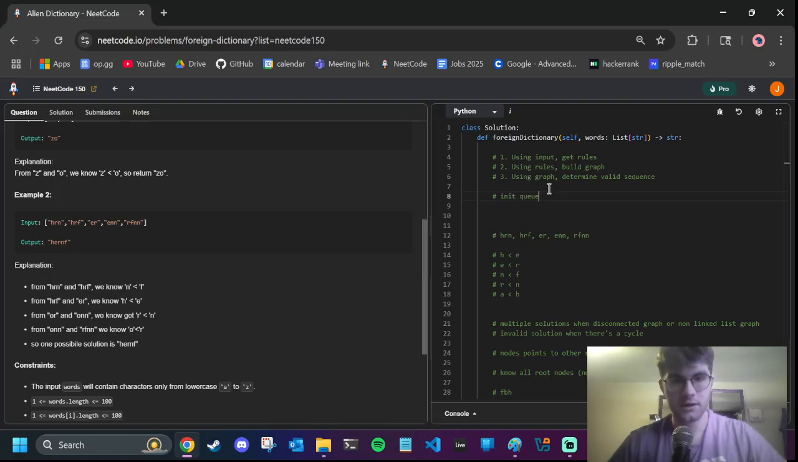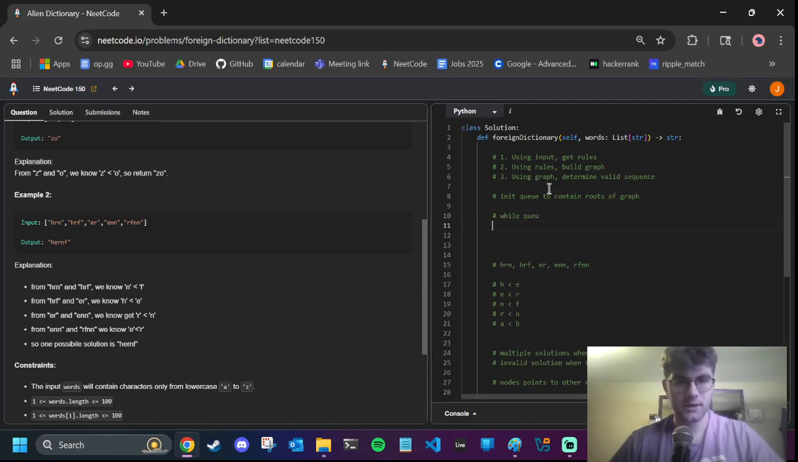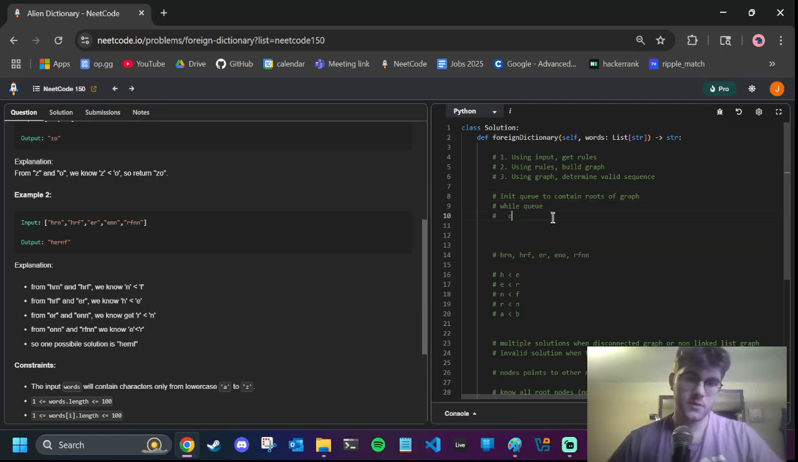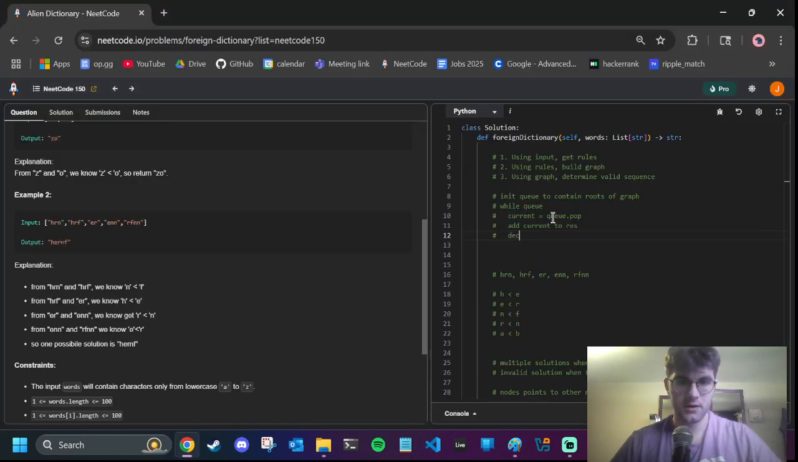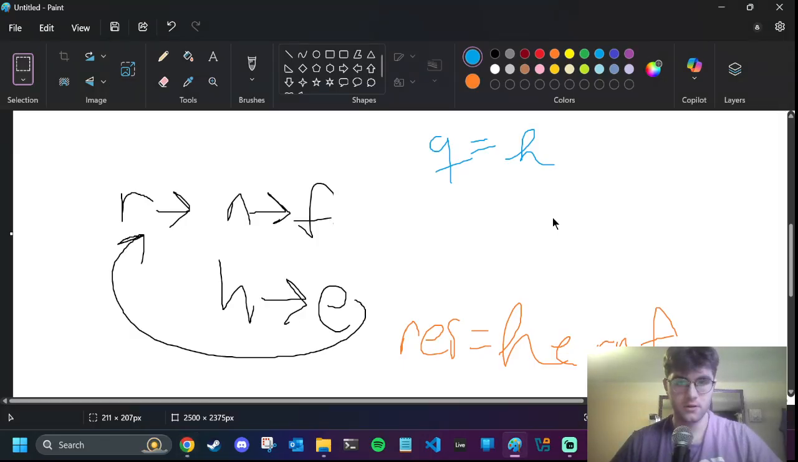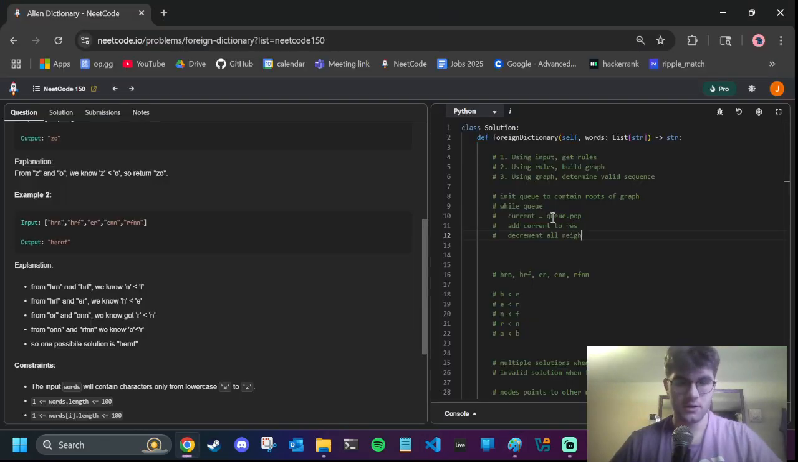So init queue to contain roots of graph. While queue, say current is queue.pop, add current to result, and then decrement all neighbors of current by 1.